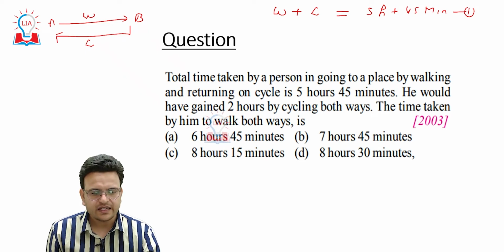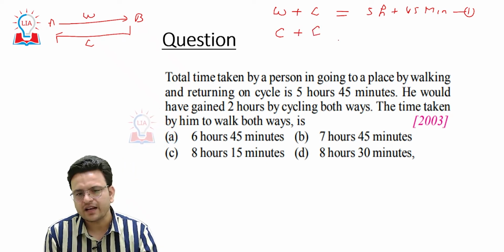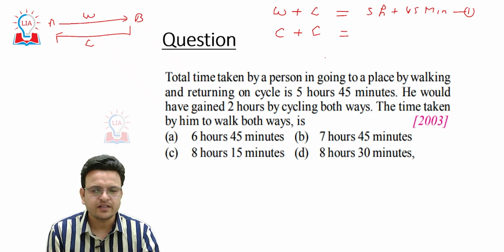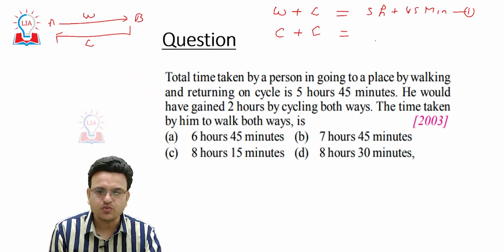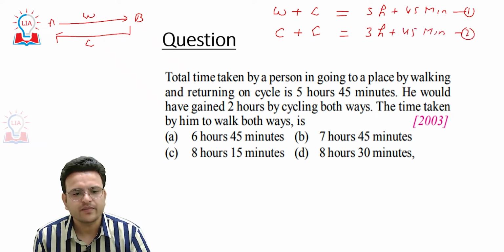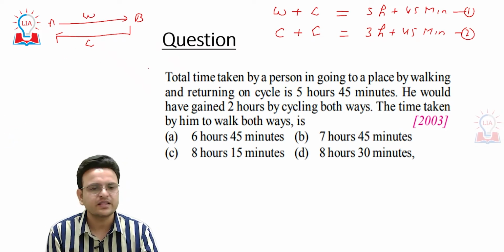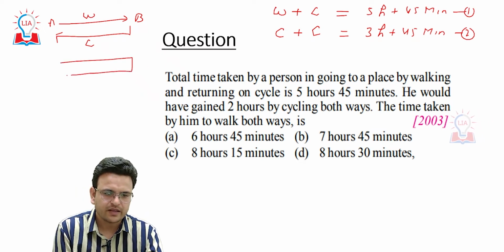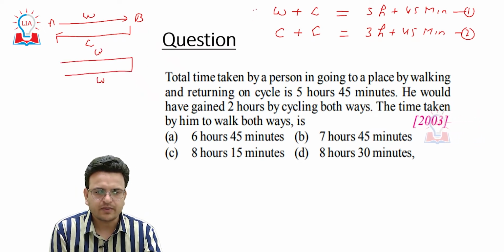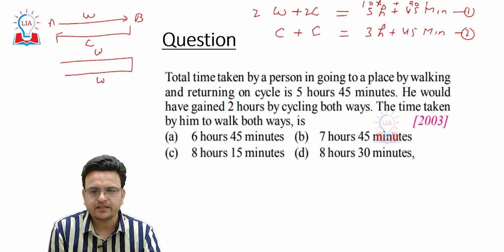He would have gained 2 hours by cycling both ways. If the person goes by cycle and comes back by cycle itself, how much time is it going to take? He is going to gain 2 hours. It means he will take 3 hours 45 minutes. That is the second equation. Okay, so what do we have to get? We should get how much time he will take when the person goes by walk and comes back by walk. So we multiply by 2, it becomes 10 hours plus 90 minutes.